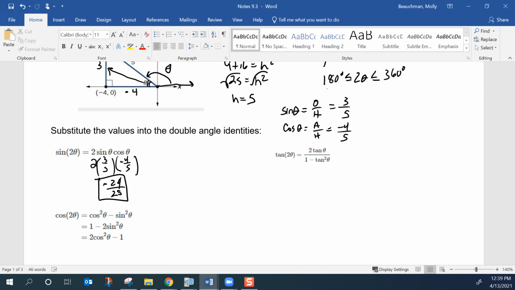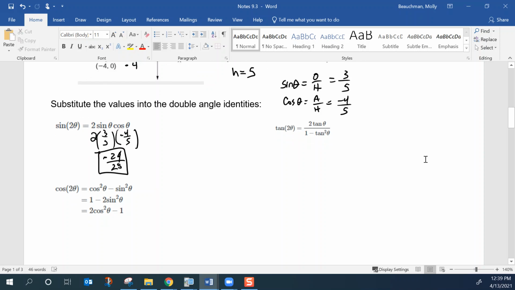Next, we take a look at cosine. We have 3 different possibilities, so you can use any one of the 3. If you want to just use the first one, cosine squared minus the sine squared of our angle. We put cosine, which is negative 4/5 squared, minus the sine, which is 3/5 squared. We get positive 16 over 25 minus 9/25, and we end up with 7 over 25. So the cosine of 2 times the angle is 7 over 25.